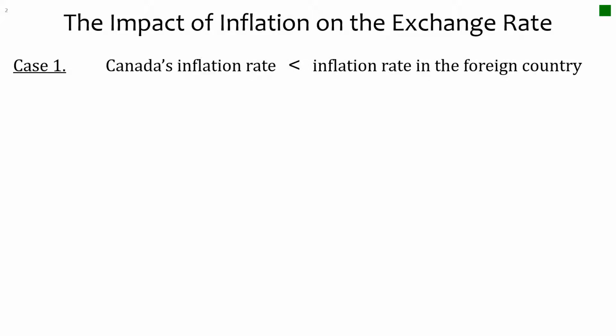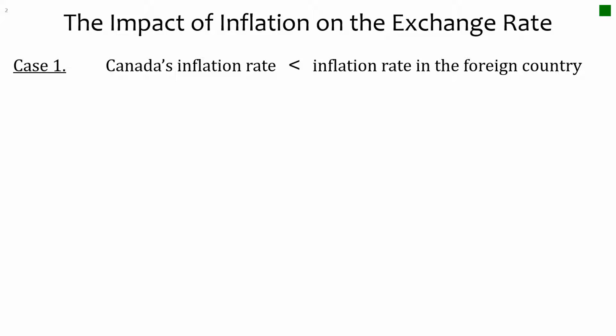Today we are going to continue our discussion from last week where we talk about the foreign exchange market. Let's see what happens if there is inflation in one country. So the first case is when Canada's inflation rate is less than the inflation rate in the foreign country.